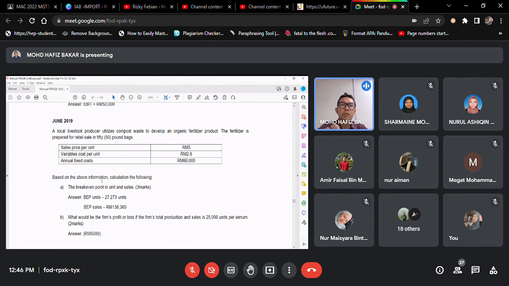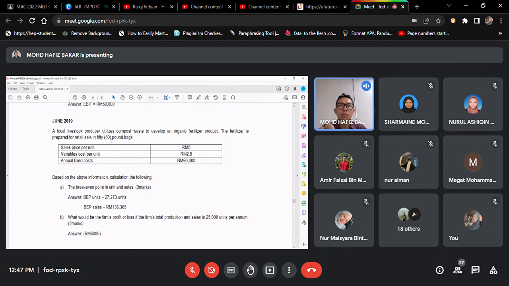So based on the above information, calculate the following: the break-even point in unit and sales, and what would be the firm profit or loss if the firm total production and sales is 25,000 units per annum. Kalau ikut konsep dia sama macam soalan tadi lebih kurang lah. Cuma dia ada bagi 50 pounds bag.